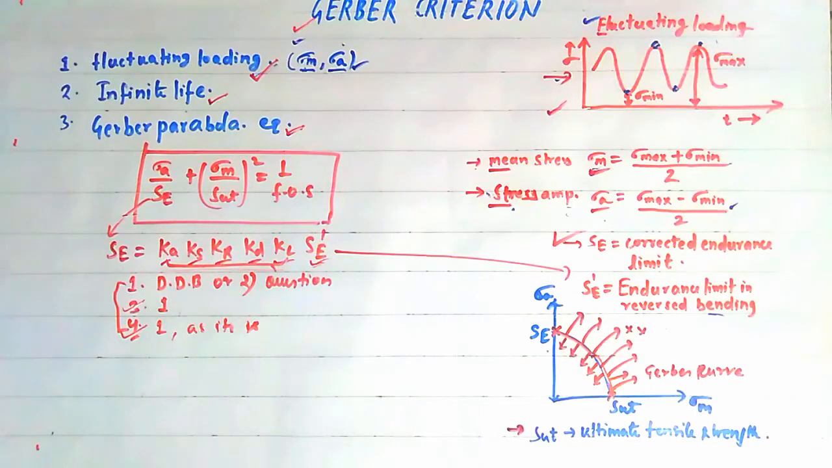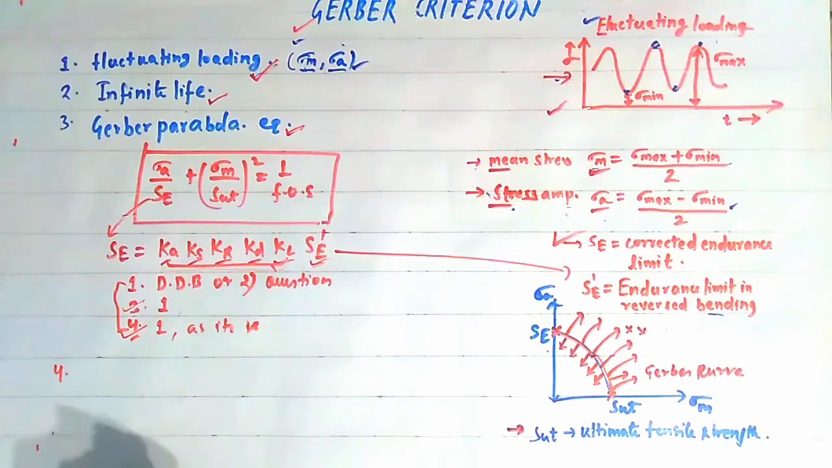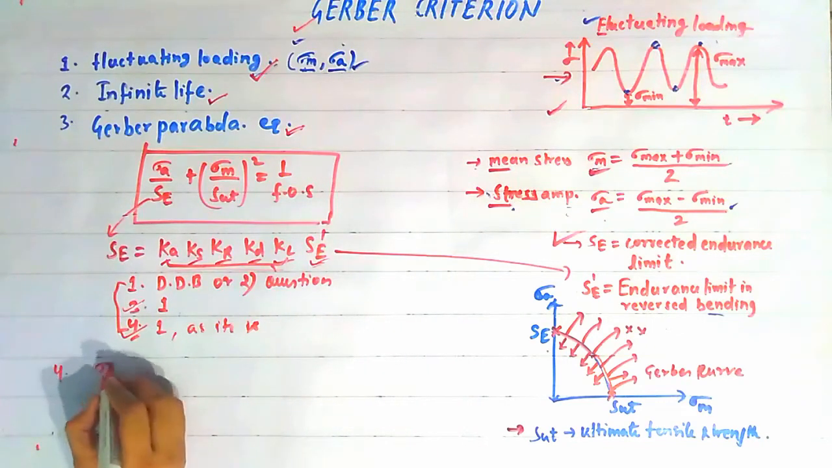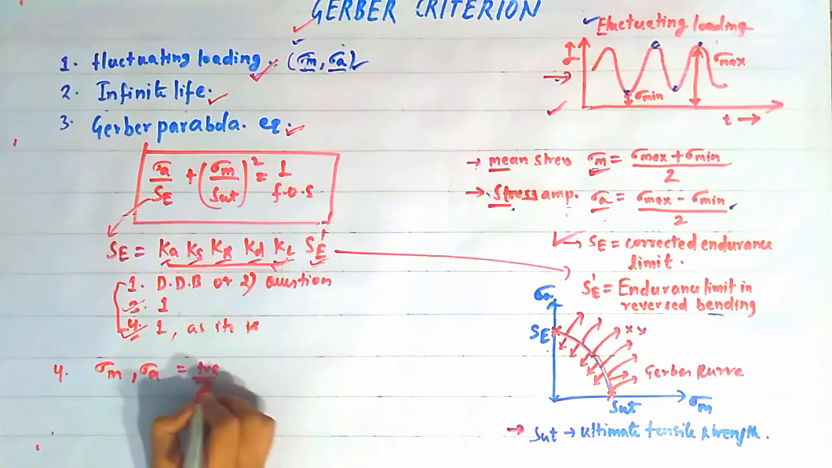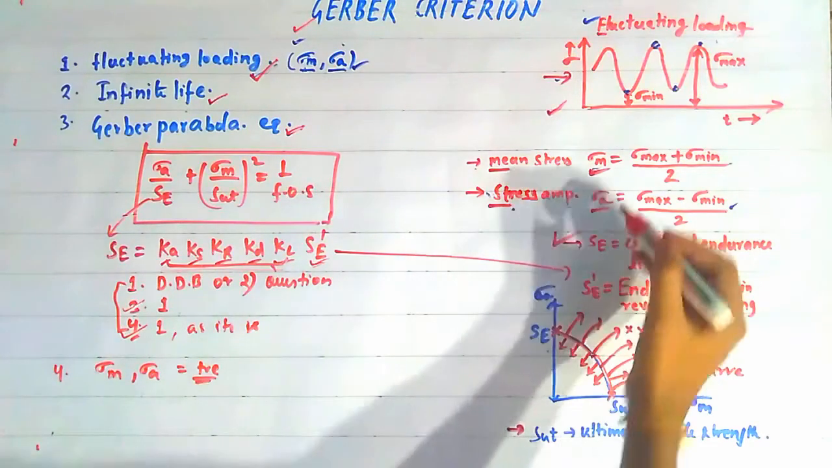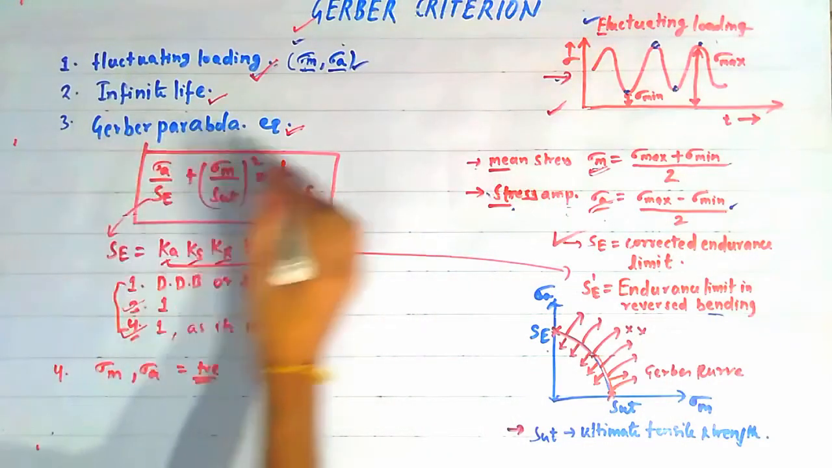Now friend, let us see another thing, that is the 4th point. The 4th point says that the values of sigma m and sigma a must always be substituted with positive sign. They may come negative according to these 2 formulas, but they must be substituted with positive sign in this equation.